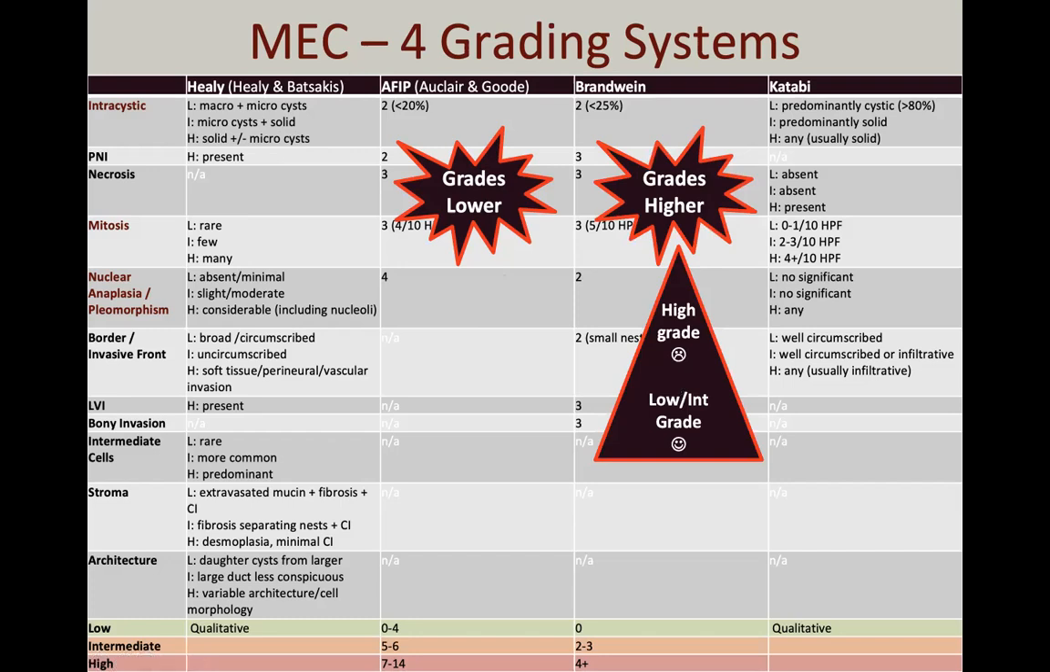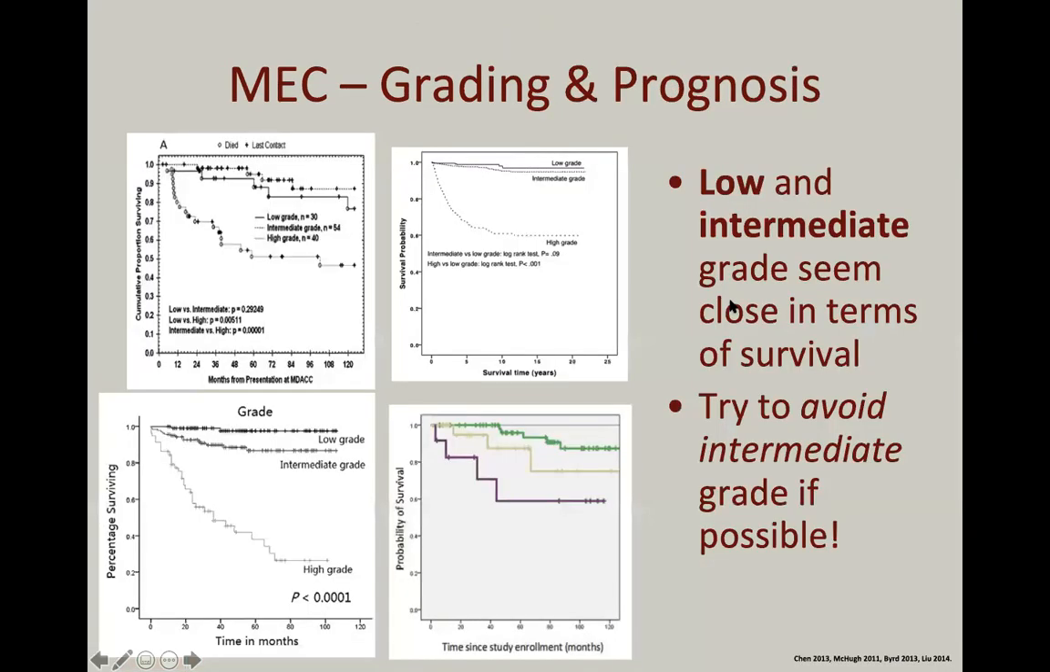However, we found that if something is high grade in the Brandwein system, it tends to actually have a higher risk of behaving in a high grade fashion. And if something is low to intermediate grade on the Brandwein system, we have found that it actually behaves quite indolently. So this is now where we draw the line between Brandwein low/intermediate and Brandwein high. Low and intermediate in this spectrum seems to actually be quite close in terms of prognosis and survival.